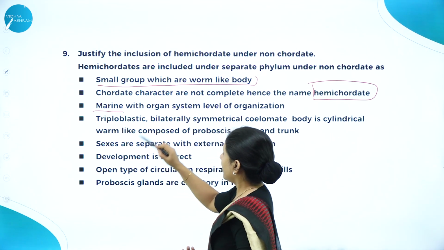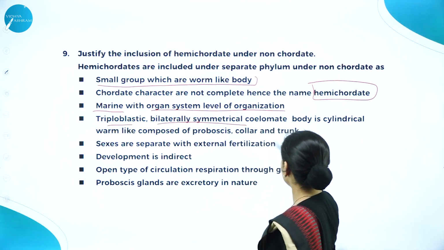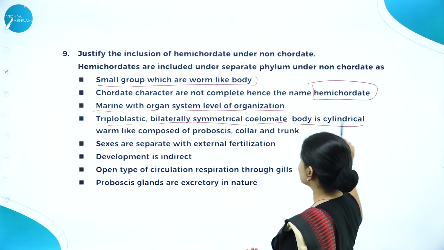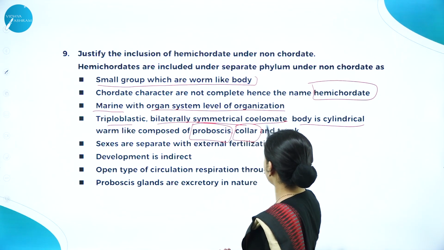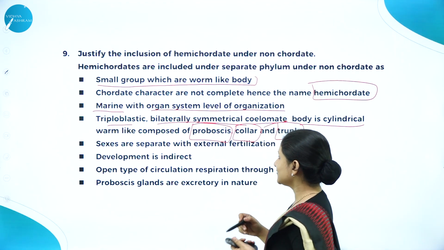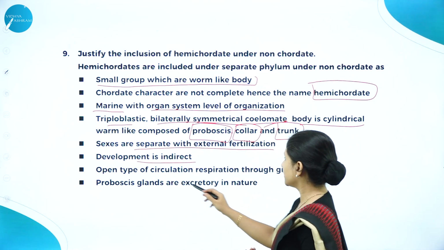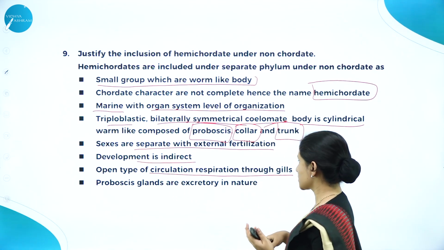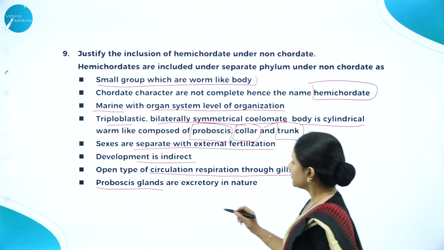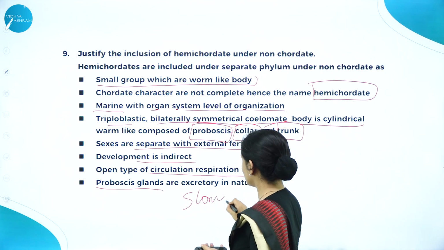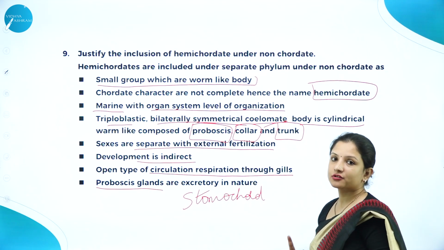So that is one of the reasons. And they are marine and have organ system level of organization. They are triploblastic, bilaterally symmetrical, coelomate, having a body cavity, and the body is cylindrical and worm-like, made up of proboscis, collar, and trunk. The sexes are separate with external fertilization. Development is indirect. They have open type of circulation, and respiration is through gills. Proboscis glands are present which help in excretion. They have a stomochord, which looks like a notochord, but it is not a notochord.